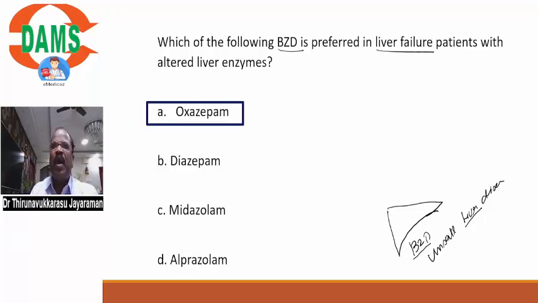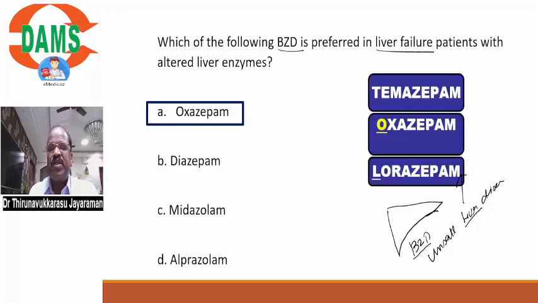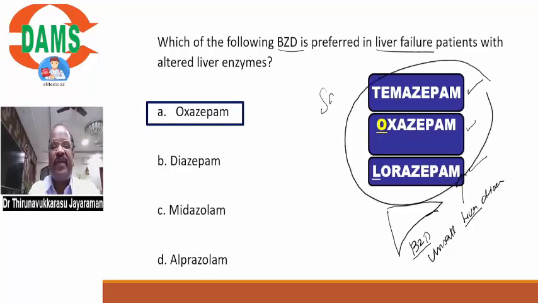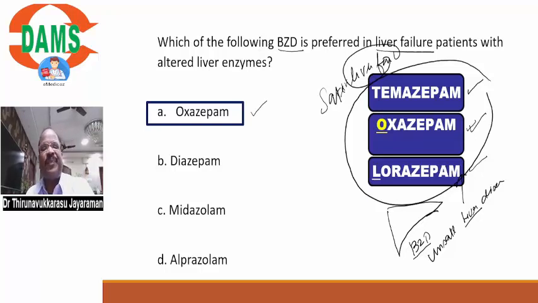Look here. All the benzodiazepines undergo metabolism in liver, so unsafe in liver disease. Exceptions we have are oxazepam, temazepam, lorazepam. These three benzodiazepines are safe in liver failure cases. So option oxazepam is suitable here. So that's the answer. Temazepam, oxazepam, lorazepam are safe in liver disease.